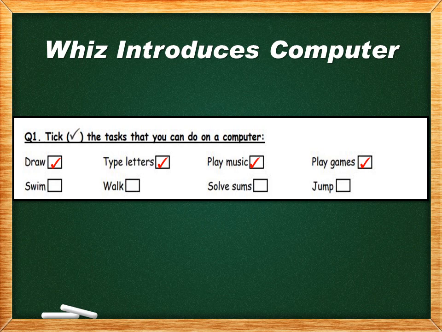We can play games on a computer. So the first four are all ticked. All these tasks we can do on the computer. Then, can we swim on computer? No, we can't swim on computer. Put a cross on the swim. Can we walk on computer? Not walk on computer. Put a cross again on walk.